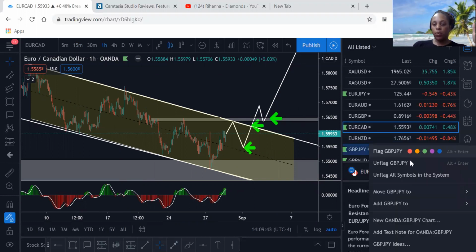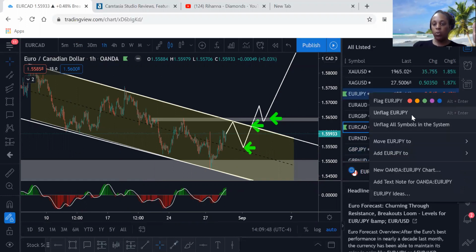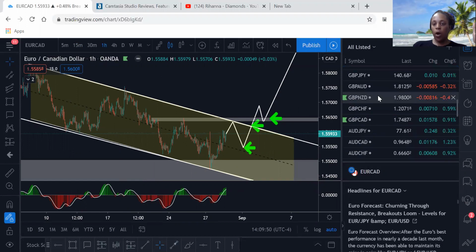Right? So that's basically how we're treating it.